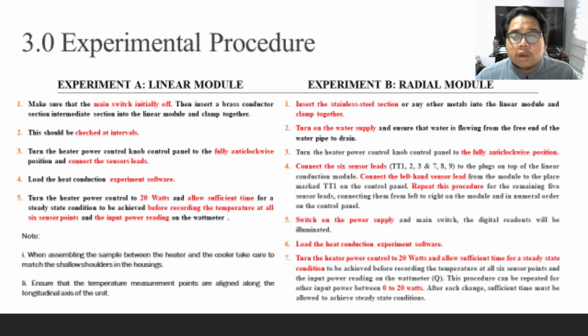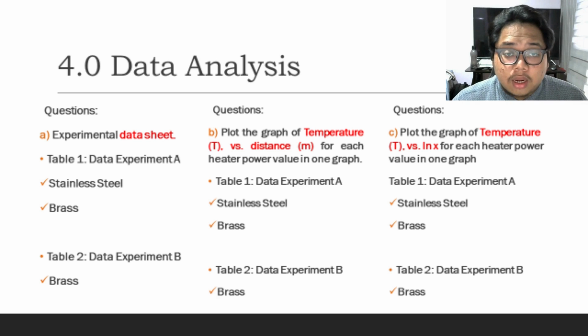power reading. For experiment B, radial module, the only step that has been changed is step 4. Step 4 says to connect the sensor leads, the plugs on the top of the linear conduction module. Connect the left hand sensor leads from the module to the place. All the next steps are the same as experiment A. Then 4.0 is about data analysis. I will explain questions A, B and C.